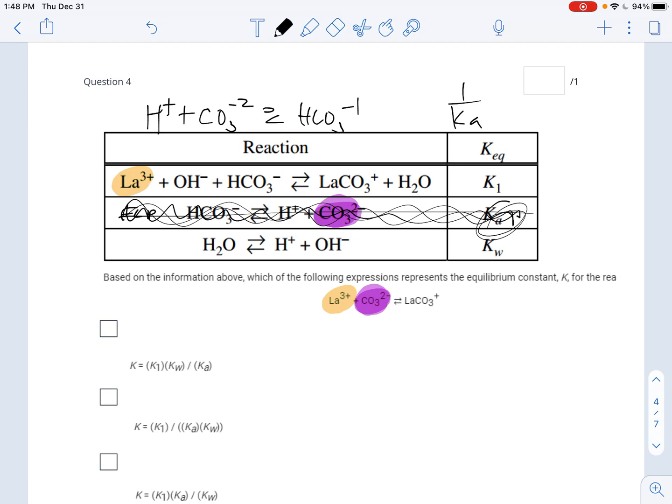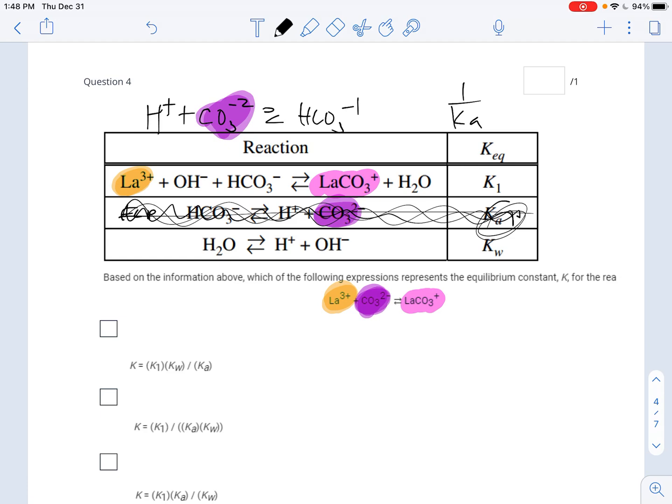So then it looks like I've got the purple thing now where I want it. I need a purple CO3 on the left, and now I've got a purple CO3 on the left. I need an orange La3+ on the left, and I've got that on the left. It looks like I need a pink LaCO3 positive on the right, and I've got that on the right because, again, I did not manipulate K1 at all. So I've got the 3 things that I want where I want them. What about all these extraneous things?